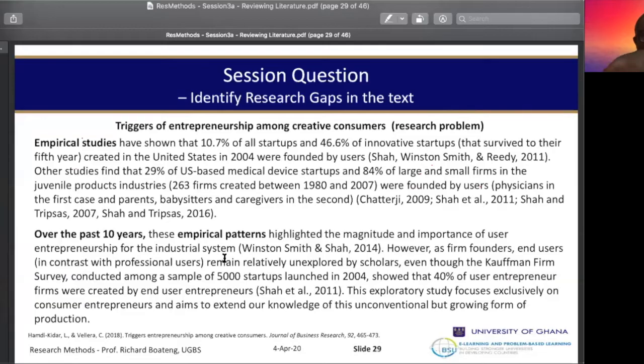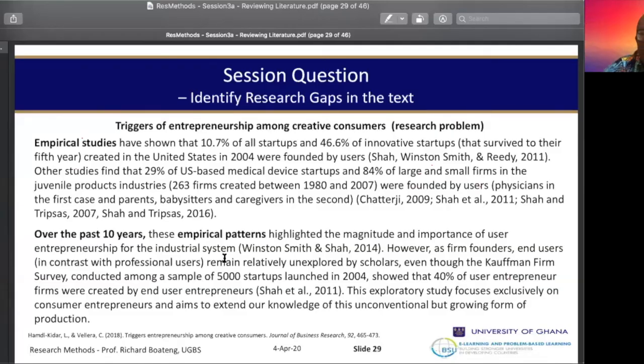The first one was 10%, the next one was 46%, another one was 29%, and the other one was 84%. But they are trying to emphasize that existing research demonstrates that users have the propensity of starting their own firms. Then he says that over the past 10 years, these empirical patterns highlighted the magnitude and importance of user entrepreneurship for the industrial system. However, as firm founders, end users, in contrast with professional users, remain relatively unexplored by scholars.